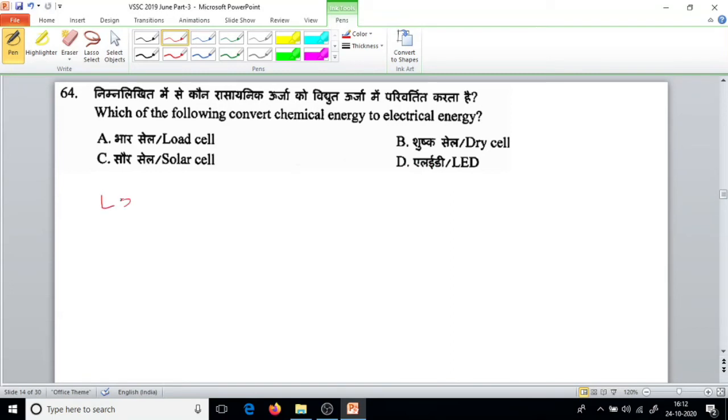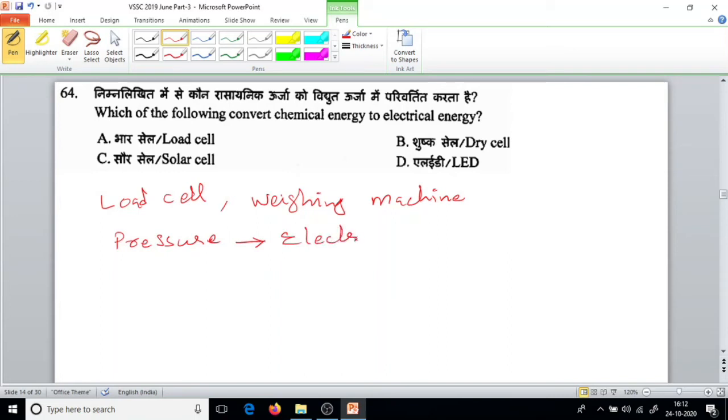Now, what is a load cell? This load cell is used in our weighing machine. It converts pressure or force to electrical.